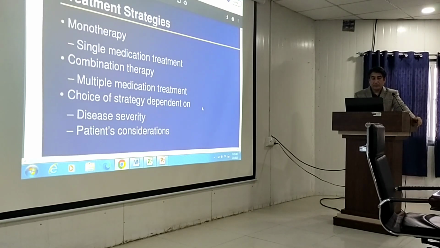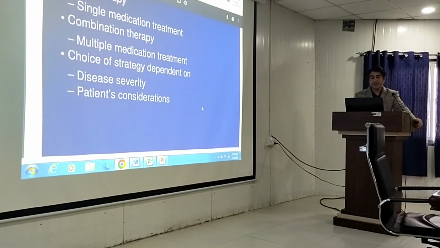Treatment strategies: we have monotherapy, single medication treatment. If the patient has mild disease, we can usually recommend single medication treatment. Combination therapy is usually recommended for patients who didn't respond to single therapy. So we couple another agent, like an immunomodulator agent or a drug like azathioprine. For multiple medication treatments, we have a choice of strategy depending on disease severity and the patient's considerations.